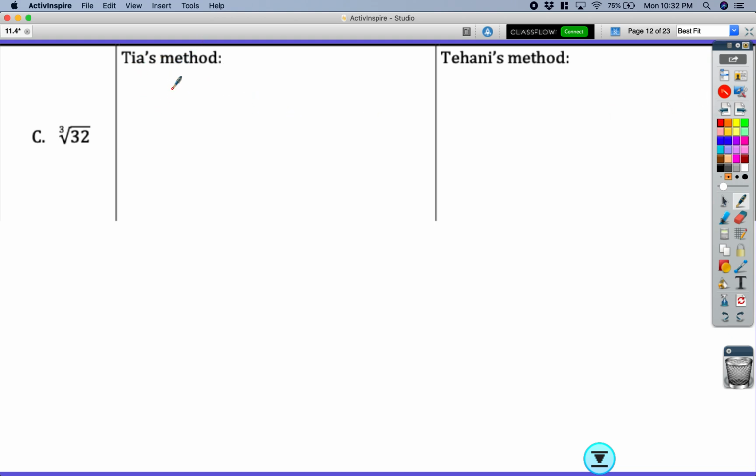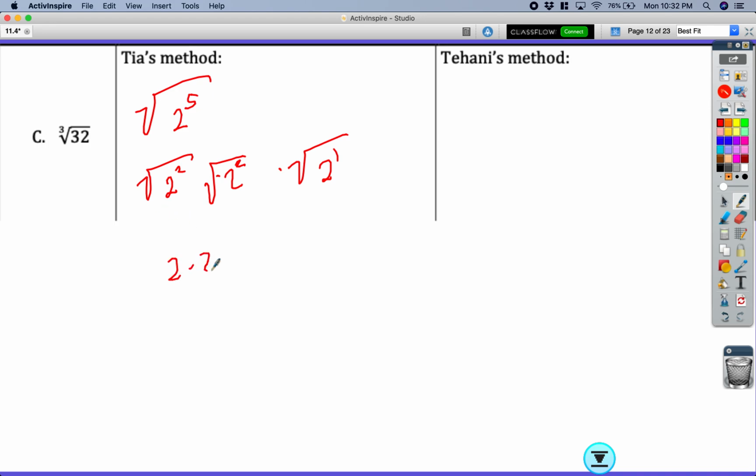So 32 is, let's see, 2 to the fifth power. So this would just give me the square root of 2 to the second times the square root of 2 to the second times the square root of 2 to the first. This right here then would give me 2 times square root of 2, which would give me 4 root 2. On the other hand, Tiana's method would give me 2 to the fifth power over 2. This would give me 2 to the second times 2 to the 1/2. This would give me 4 times square root 2.